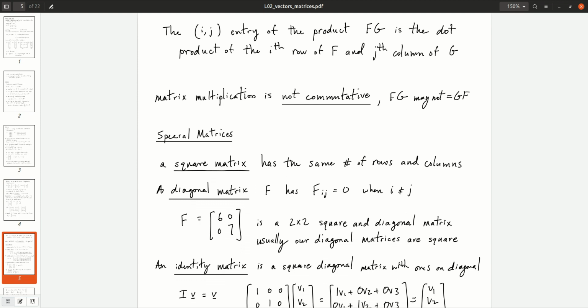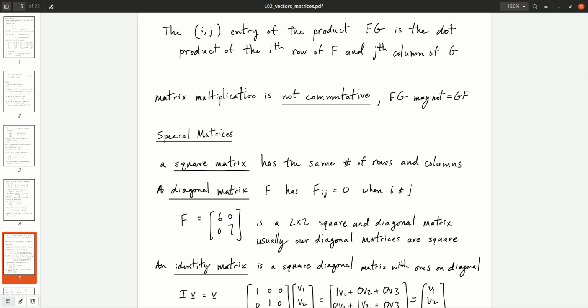Now, unlike addition, matrix multiplication is not commutative. So what I mean by that is that F times G, as long as that matrix operation is allowed, may not be equal to G times F. Moreover, it may not even be possible. So if you can multiply F times G, meaning the number of columns of F equals the number of rows of G, it may not even be possible to multiply G times F, because it's not necessarily true that the number of columns of G equals the number of rows of F.